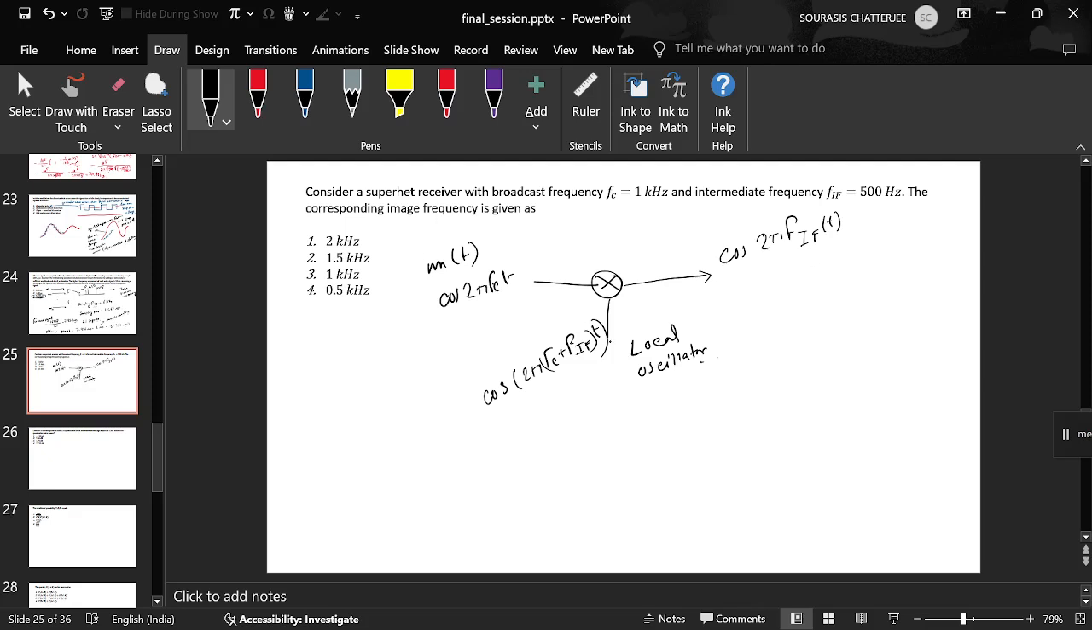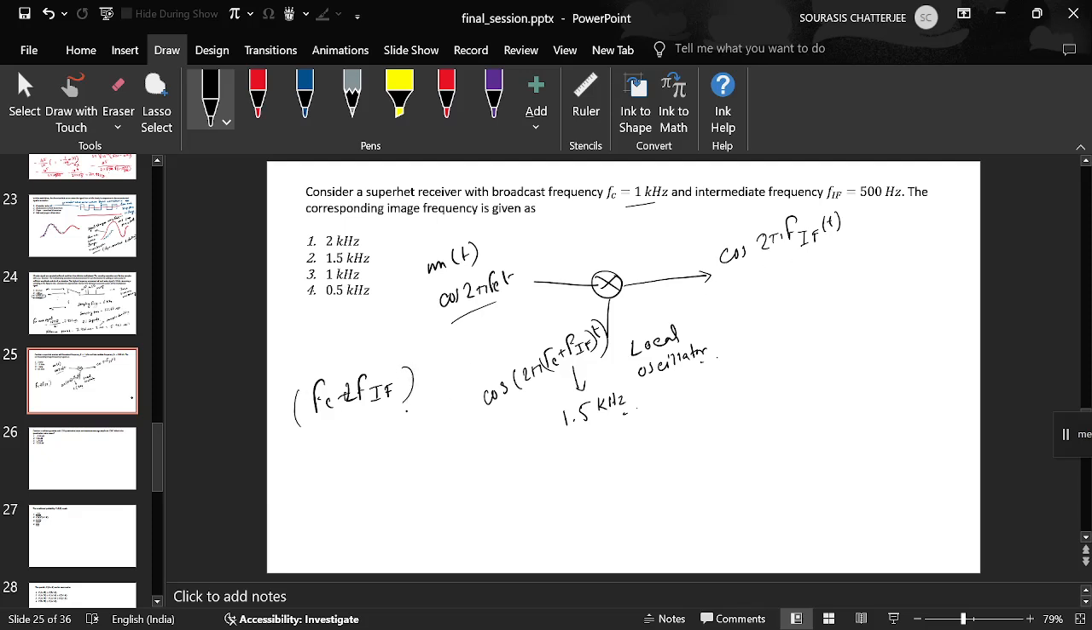Since it's a superheterodyne receiver, the local oscillator frequency must be higher than the frequency of the signal being transmitted. That is, the broadcast frequency is 1 kilohertz. So the local oscillator has frequency fc plus fIF, that is 1.5 kilohertz. But the issue is, this is not the only signal that would produce a frequency of intermediate fIF. There is another one which is fc plus 2 fIF. So if you mix with the sinusoid produced by the local oscillator, you will also have a component of cos 2 pi fIF t, and that is the issue.